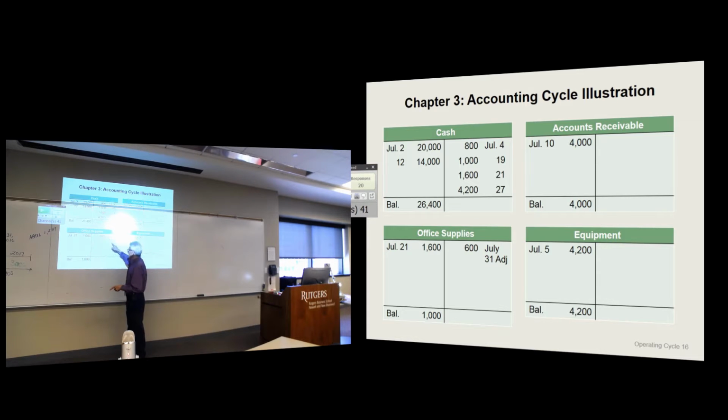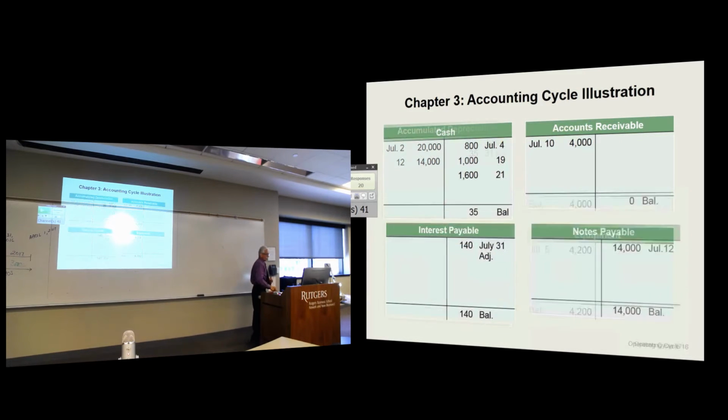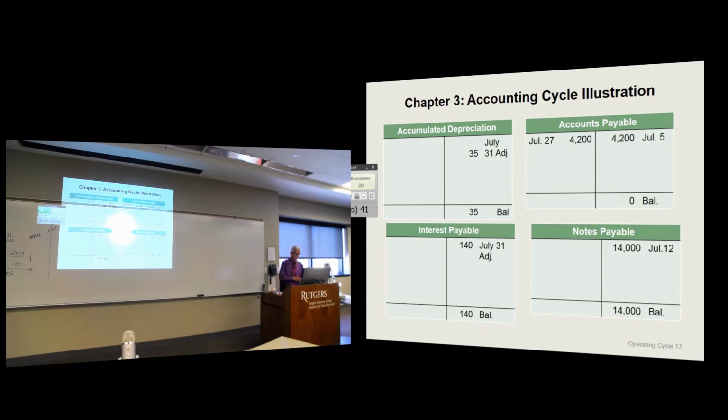So I'm designating this as the July 31st adjusting entry in my ledger accounts. And then moving to the accumulated account, I'm going to show the contra account adjusted at 35. No adjustment to accounts payable, no adjustment to notes payable, but I set up a separate interest payable account. I debited interest expense and I credited interest payable.